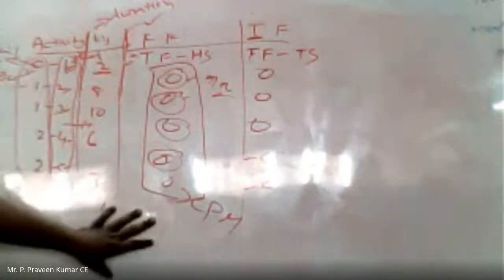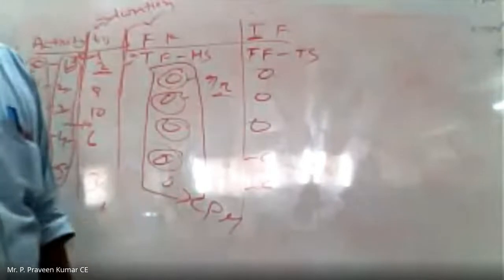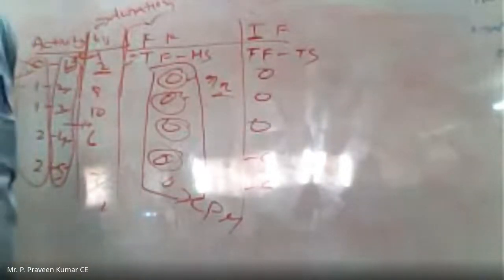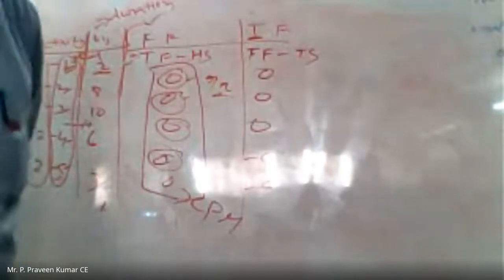So this is the way we calculate the critical path method using different activities and the duration of the project. I hope all of you understood.